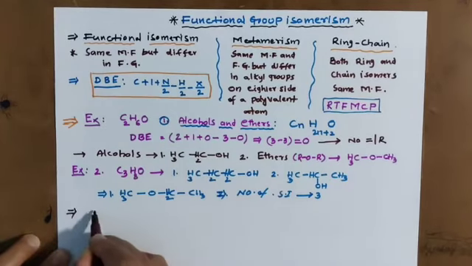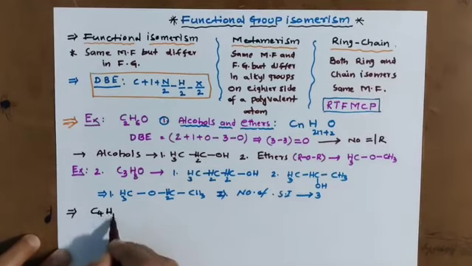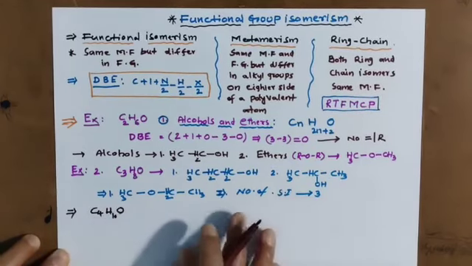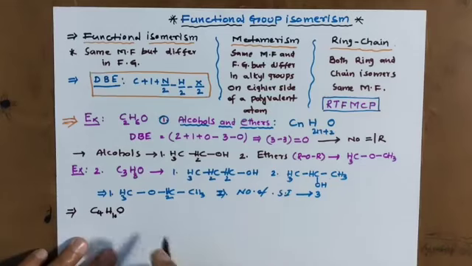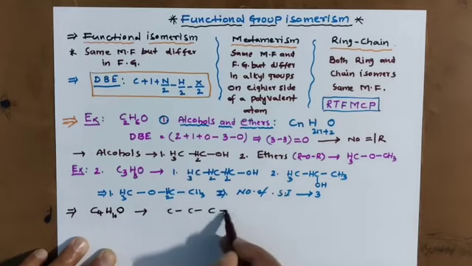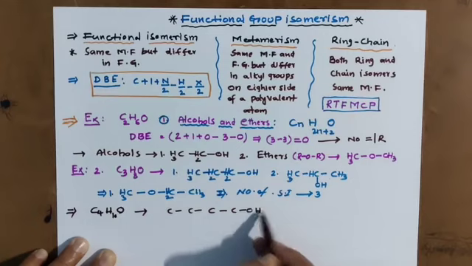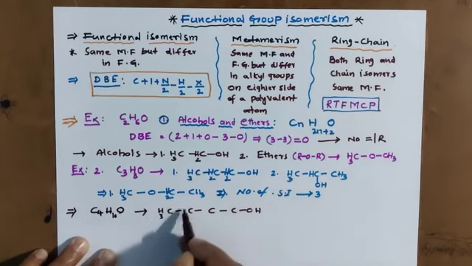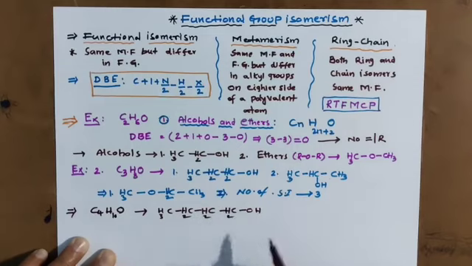This time I am taking C4H10O. C4H10O means the same formula. Alcohols and ethers. First I am drawing alcohol. How many carbon atoms are given? Four. So I am attaching OH. Go for here CH3, CH2, CH2, CH2. Butanol. What we got? Butanol. Am I right? Butanol we got.